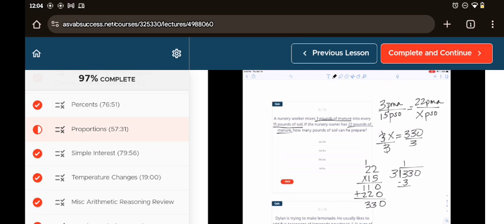3 goes into 3 one time. Bring down the next 3. 3 goes into 3 one time. Even though I have a 0 to bring down, so I still have to keep going. 3 goes into 0, 0 times. Now I have no more zeros to bring down and I have nothing left over, which tells me my answer is 110 pounds. Awesome. That was pretty straightforward. I'm going to make a little bit of space here. When you're ready, let's move on to number 12.